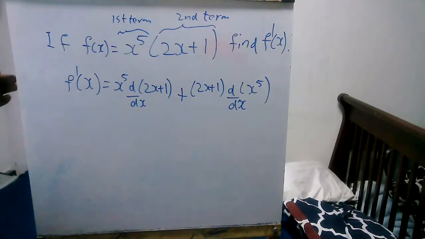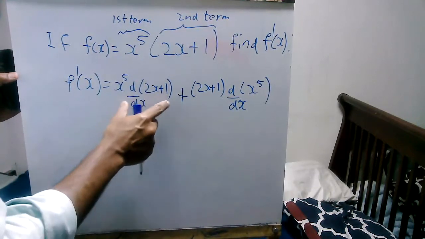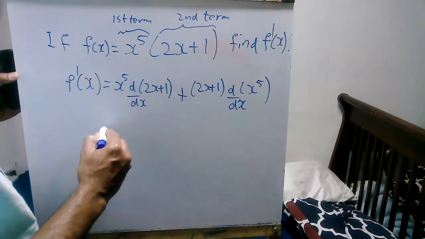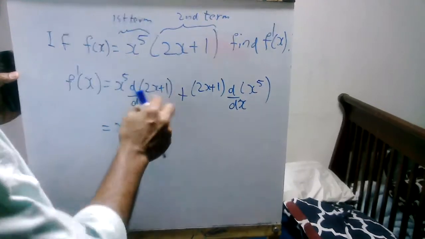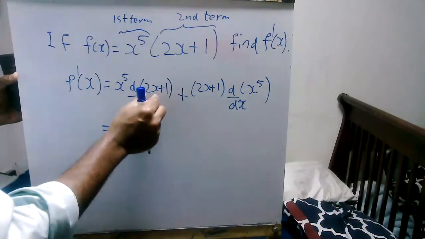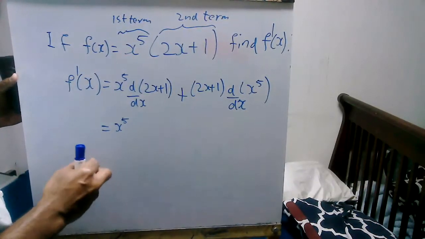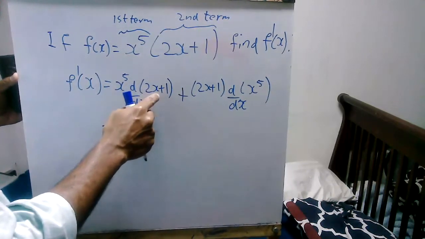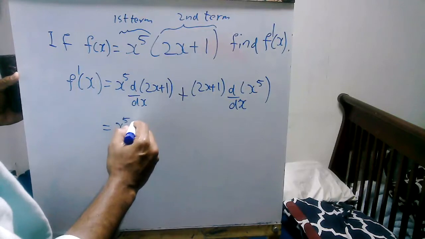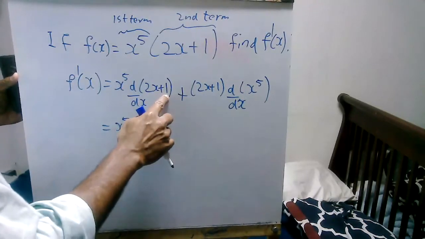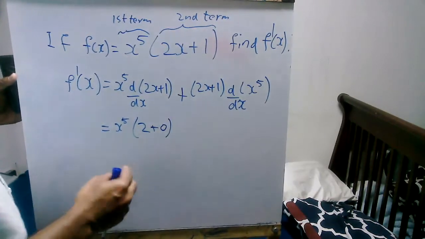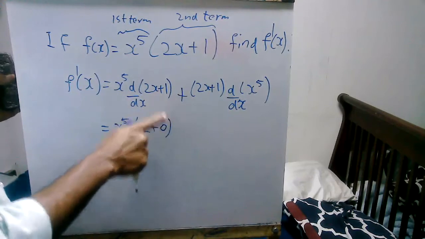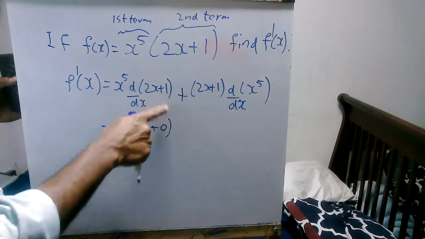X to the power 5. Okay, now let's do the differentiation. X to the power 5 times the derivative of 2x plus 1. Derivative of 2x from last time: 2 is a constant, x is the only variable, so it is 2. 1 is a constant, derivative of a constant is 0. Eventually I stop writing this step, you should know the derivative of a constant is 0.